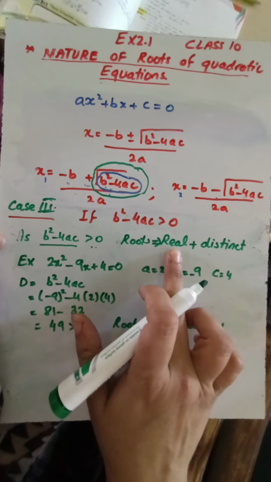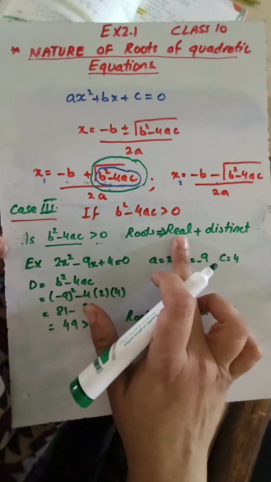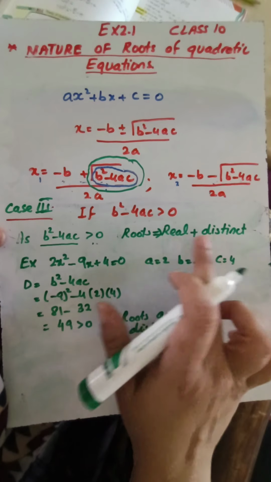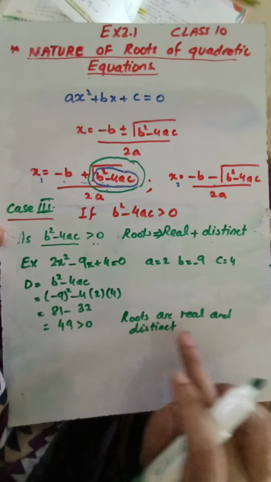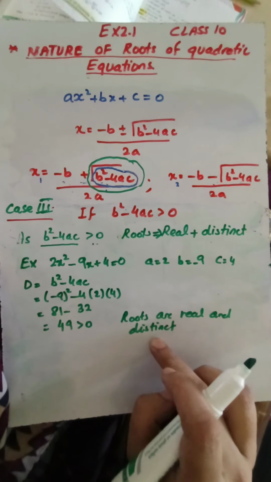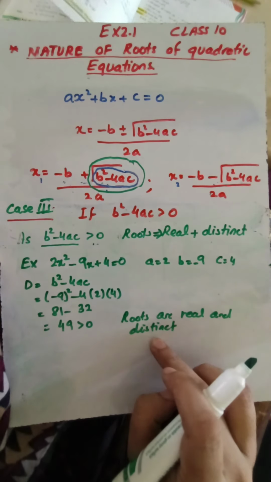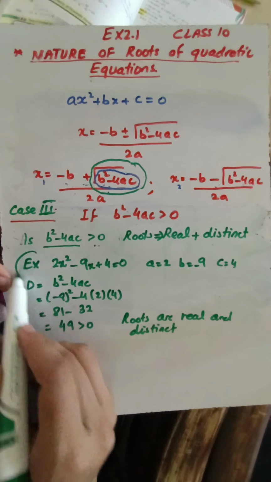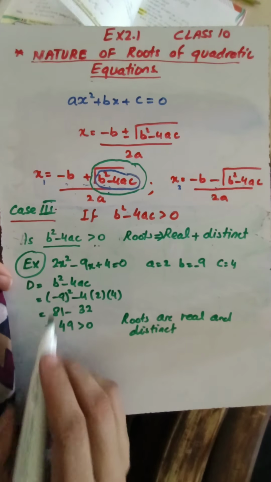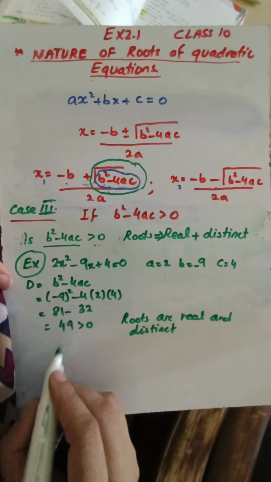If b square minus 4ac is greater than 0, the roots are going to be real. You will not have any imaginary number as we did in the last case, and they are going to be real and distinct. Now this told us about the nature of the roots. Now let us check whether it is true or not by taking this example and finding its roots.